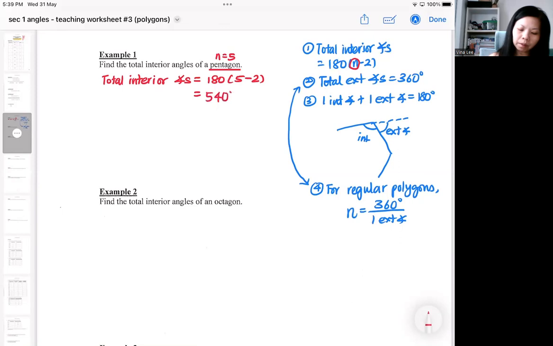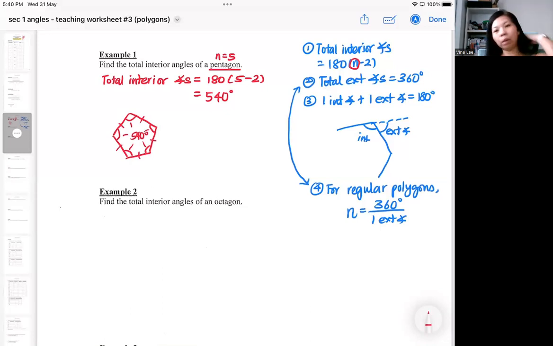Of course, you must have an understanding of what this 540 is. 540 means in a pentagon, the 5 angles will add up to 540. In this question, I don't know whether they are regular or not. But if it is a regular pentagon, then each of them will just be 540 divided by 5.